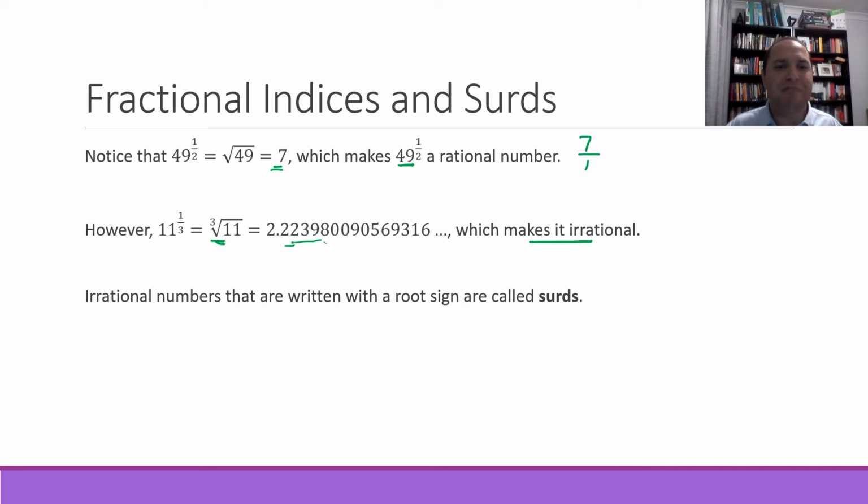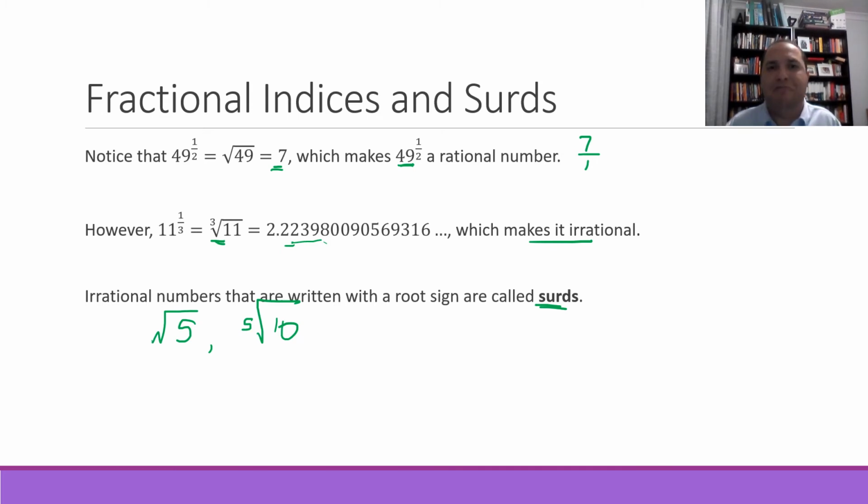Now, any irrational numbers that are not written with a root sign, we call those surds. So cube root of 11 is one example. Another one will be cube root of 5. If you type that into your calculator, you'll get decimals that go on forever with no repeating pattern. In the same way, the fifth root of 10. What does that actually mean? So the fifth root of 10 is like what number times itself 5 times gives us 10.